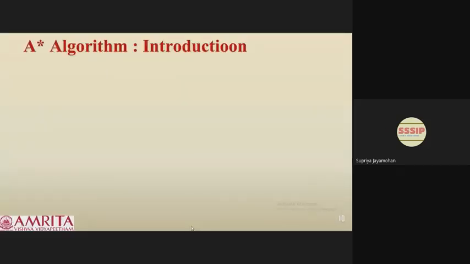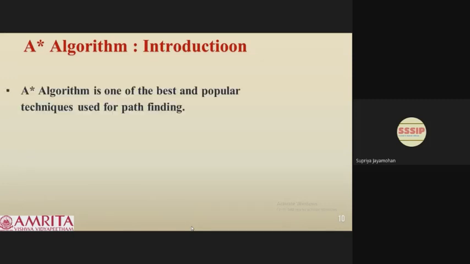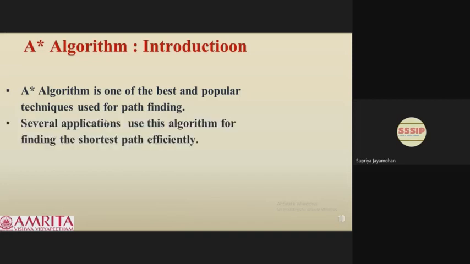So let us now start with the simplest algorithm, namely A-star, and let us go on to see how this A-star works. What is this A-star? Whenever you talk about robotics for path planning, the first thing that comes to anybody's mind is that it is one of the most popular techniques available for path planning. As a result, the shortest path can be found very efficiently using A-star, and several significant applications are also built on A-star.